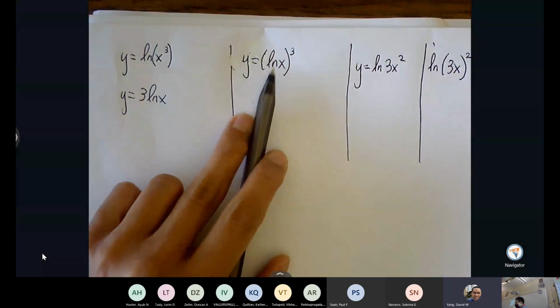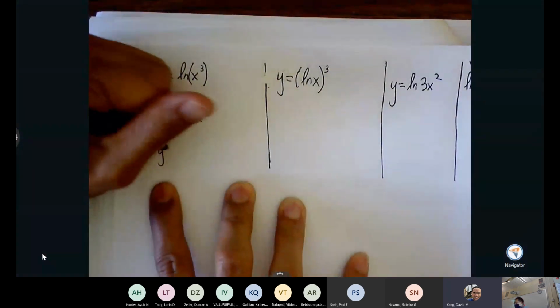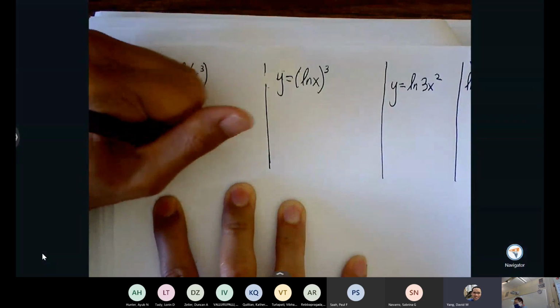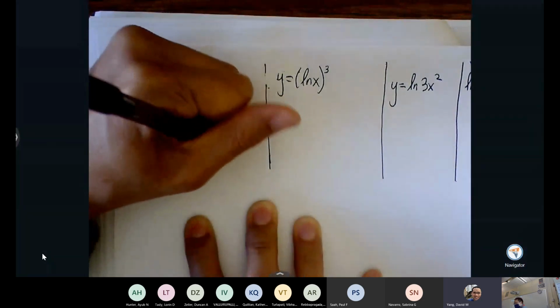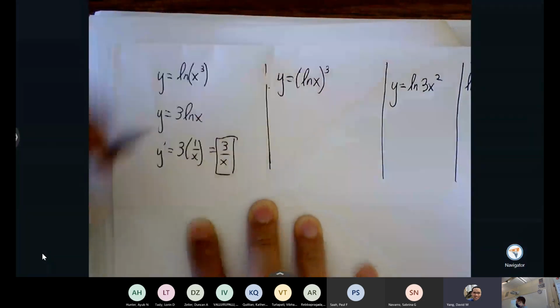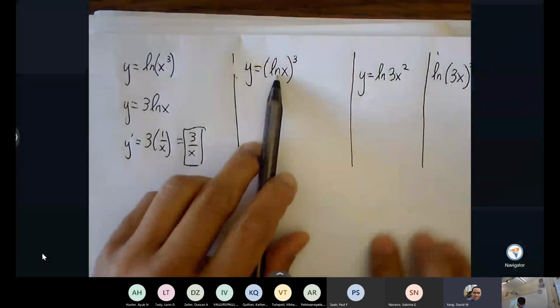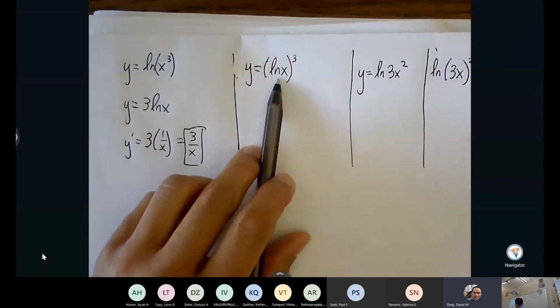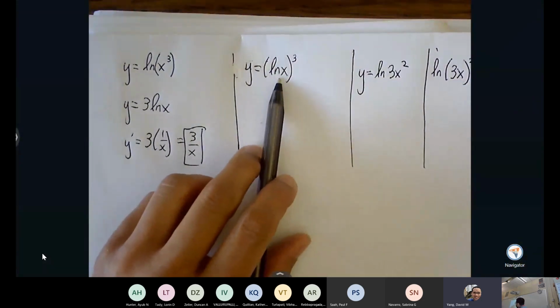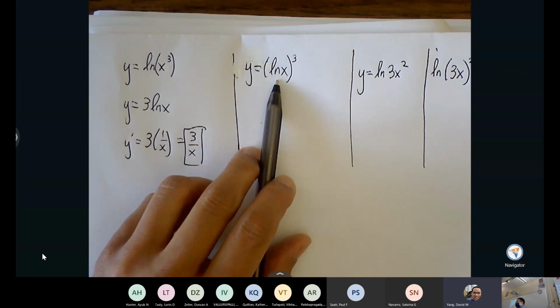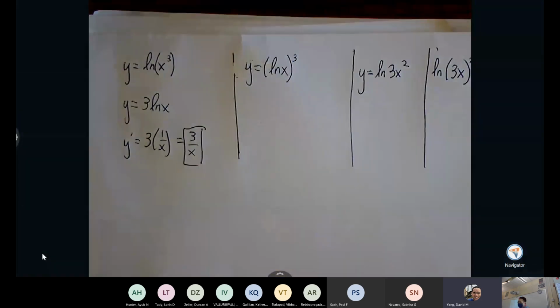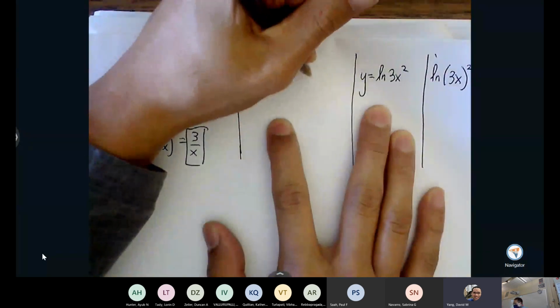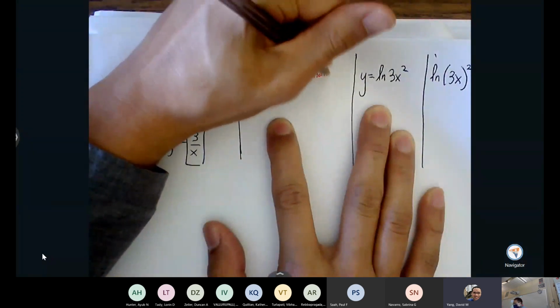So if I want to find the derivative, hold on, let me just finish this problem here. Y prime would be equal to 3 times 1 over x, which is 3 over x. If I want to find the derivative of the other one, I can't do any expansion, which forces me to leave it in this form. And if it stays in this form, I have to go through chain rule. There's no way around this one, chain rule.